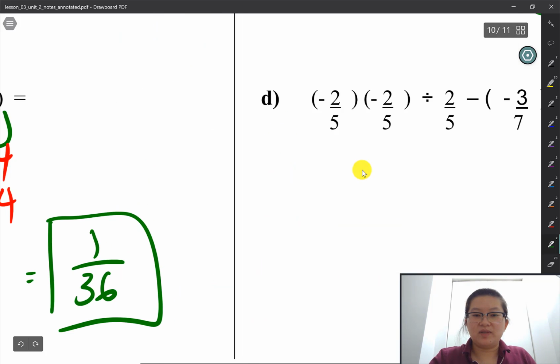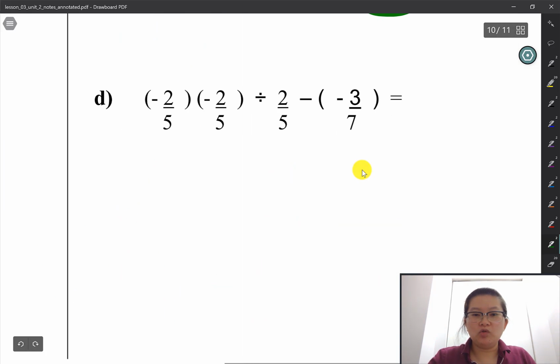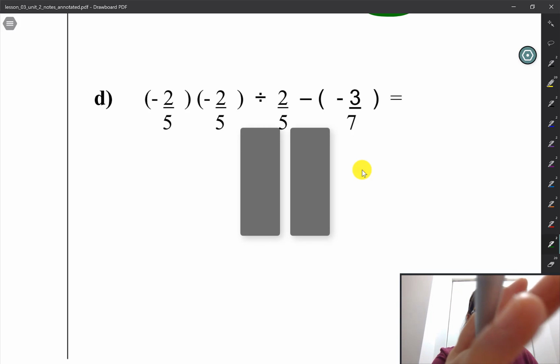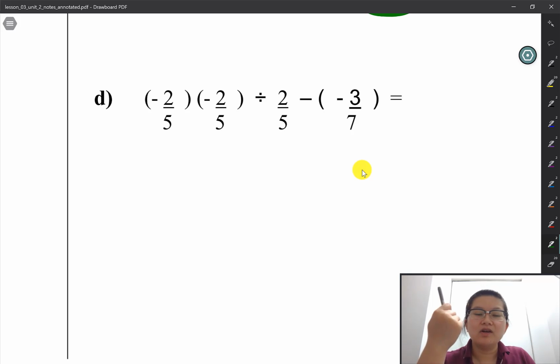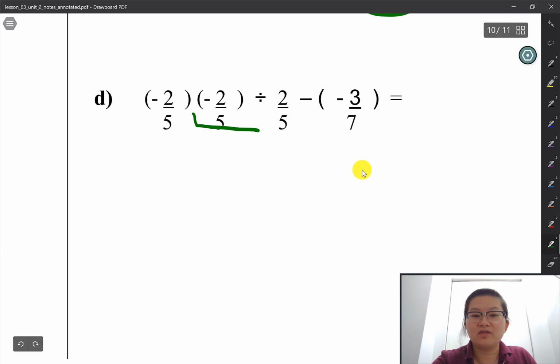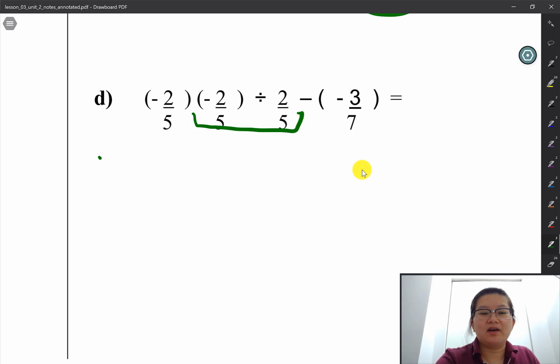Okay, awesome. Next one, I have D. All right, guess what? I'm going to get you to try D as well. Good time to pause the video. Okay, so for this one, again, we have to make sure that division goes before multiplying. So this goes first, and then whatever's left over, we have to multiply. Okay, so I get negative 2 over 5.